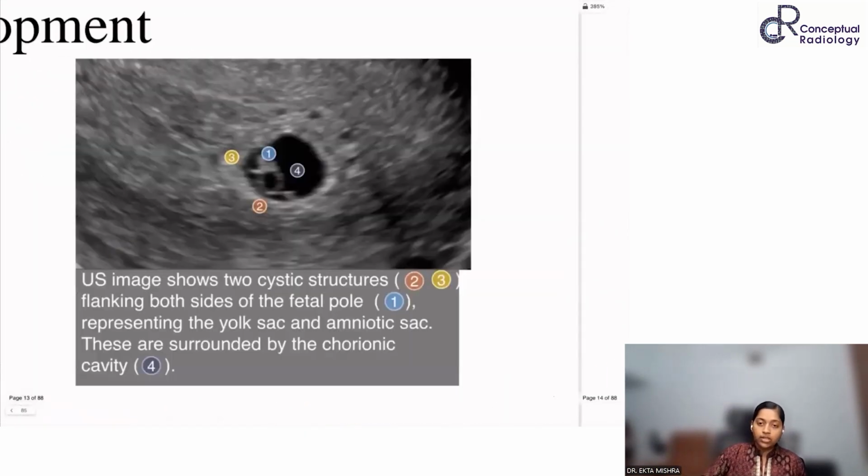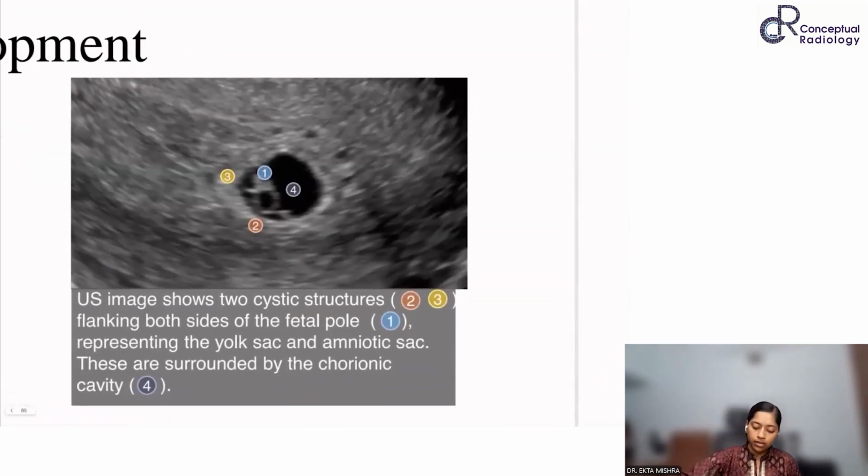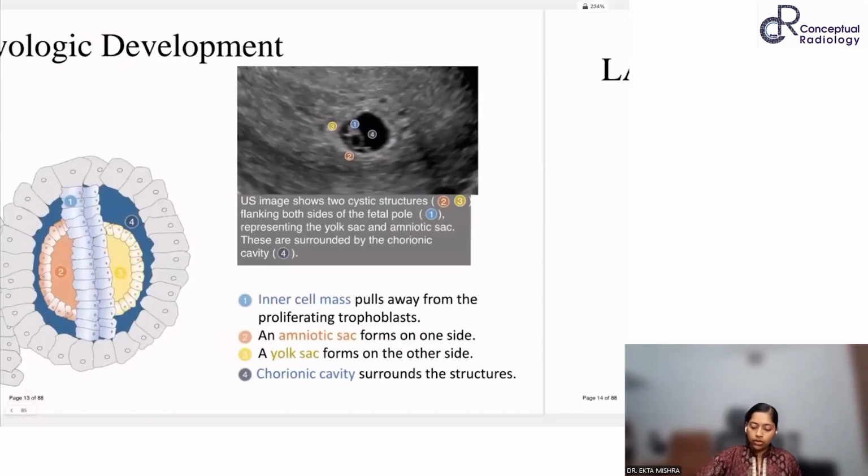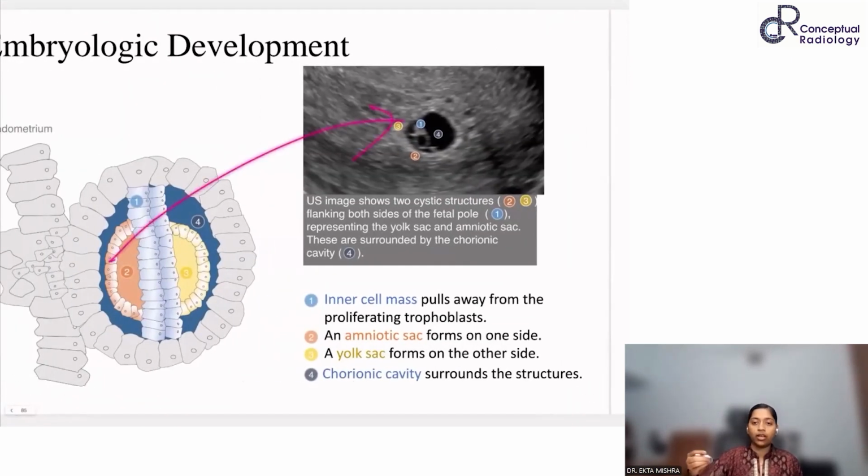Now the same thing is present even on ultrasound. Now this is an ultrasound image. If you see, you are seeing two cystic structures flanking a central fetal pole. So one is yolk sac and the other is the amniotic cavity, and they are all surrounded and present within the chorionic cavity, and the outer part is the trophoblast. So this embryology we are able to see from this point of view in ultrasound. So are you able to correlate everything?